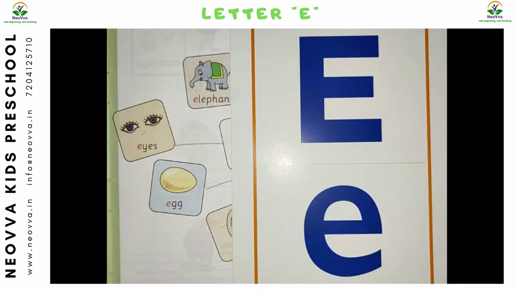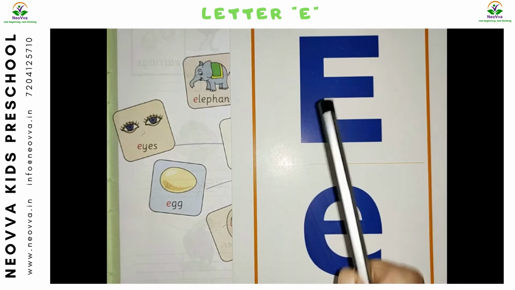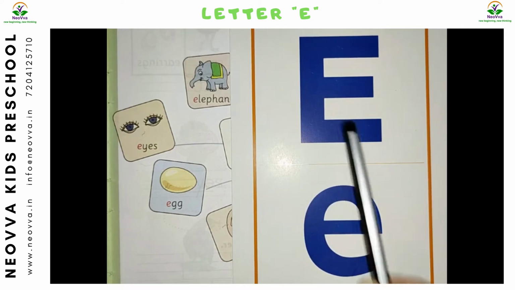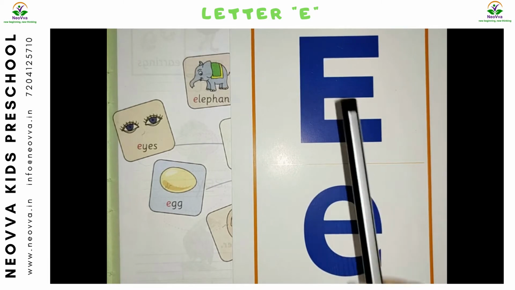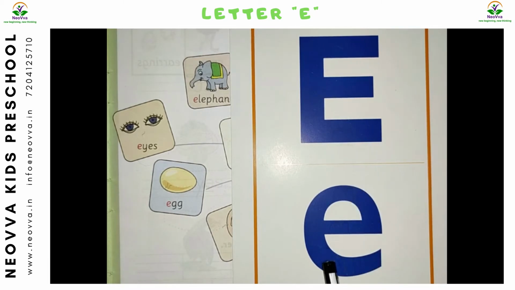Hello children, today we will learn a new letter, letter E. This is uppercase E, this is lowercase e. Uppercase E, lowercase e. Now you have learned how E looks like, but do you know how it makes sound? E. E says E.